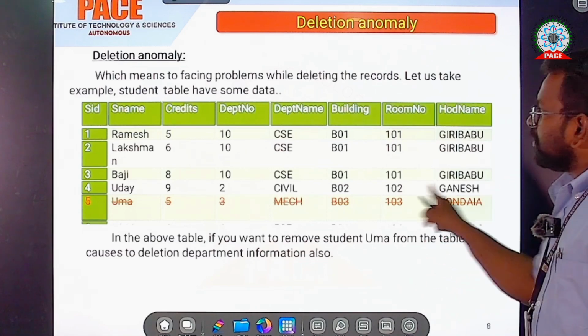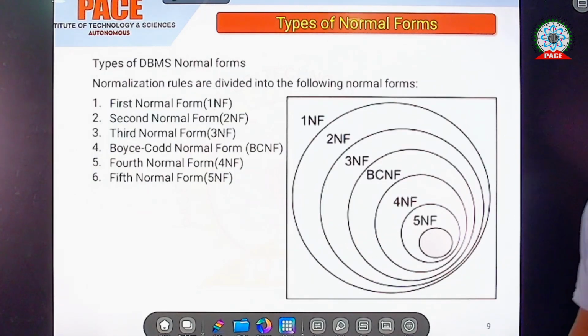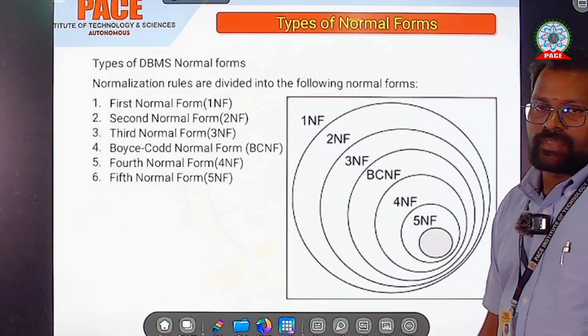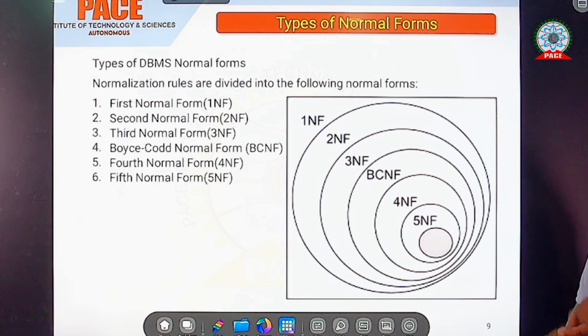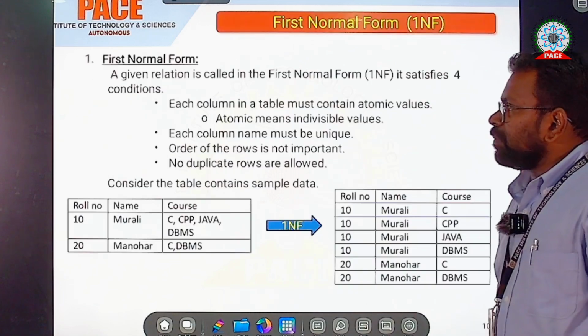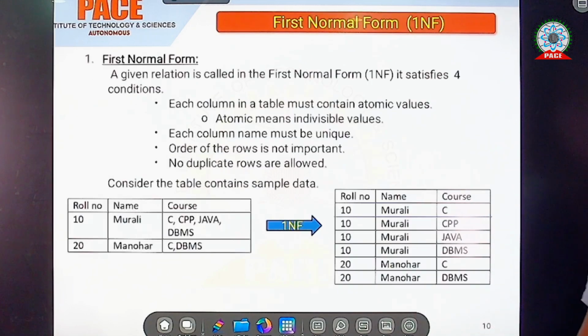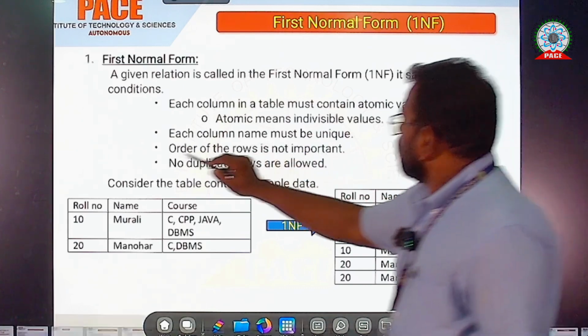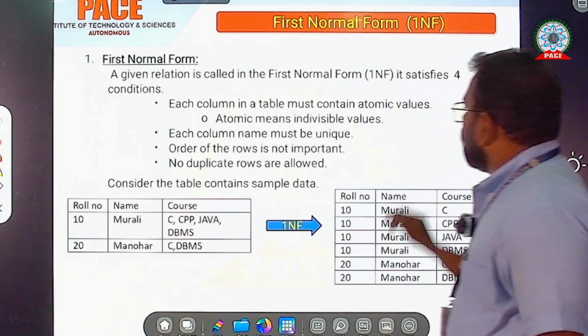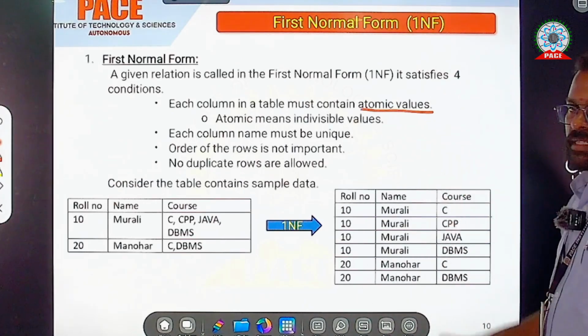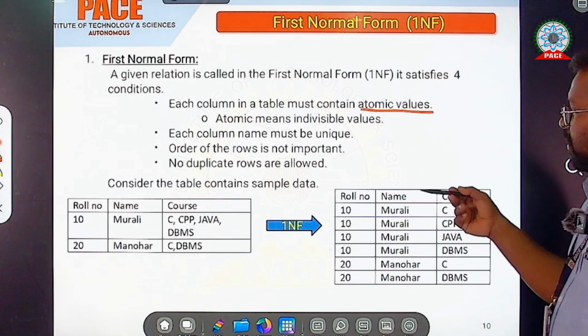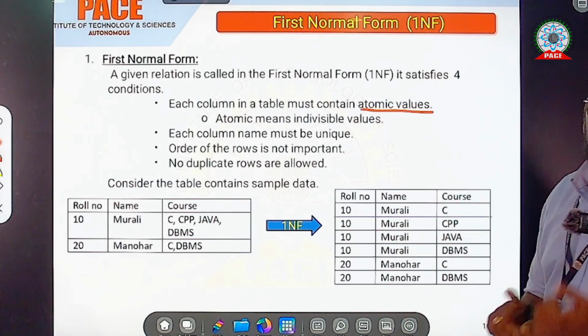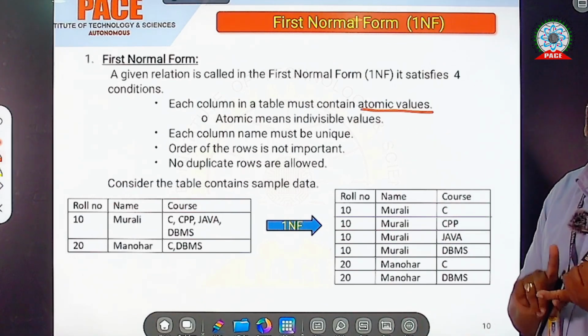Normalization is classified into different types: first normal form, second normal form, third normal form, BCNF (Boyce-Codd normal form), fourth normal form and fifth normal form. If a relation is said to be in first normal form, it must satisfy 4 conditions. That is, each column contains atomic values. What do atomic values mean? Indivisible values, which means each column contains only one value. It does not allow 2 or more values in a particular cell.